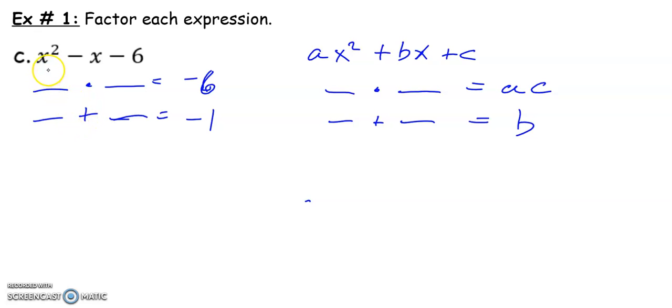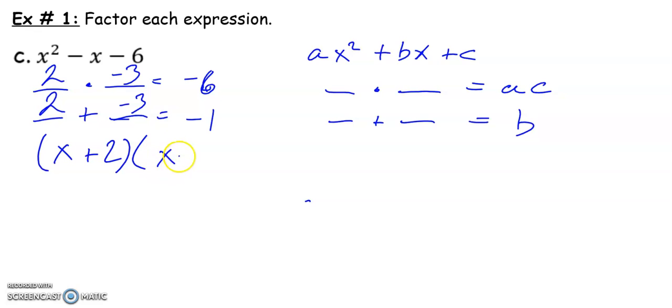And so I'm thinking that's going to be 2 and negative 3, because 2 times negative 3 is negative 6, and 2 plus negative 3 is negative 1. So when I write my answer, I am going to say x plus 2 and x minus 3. It has now been factored. Factoring is unmultiplying. If I multiply x plus 2 and x minus 3, I'm going to get x squared minus x minus 6. Factoring, unmultiplying.